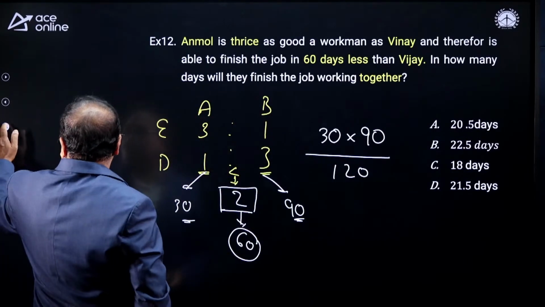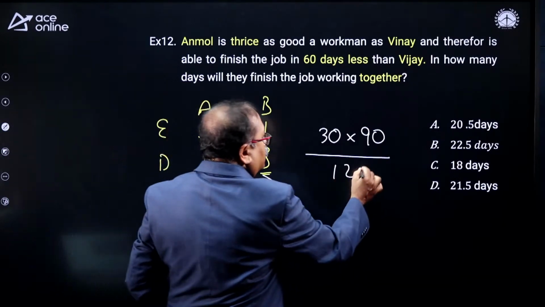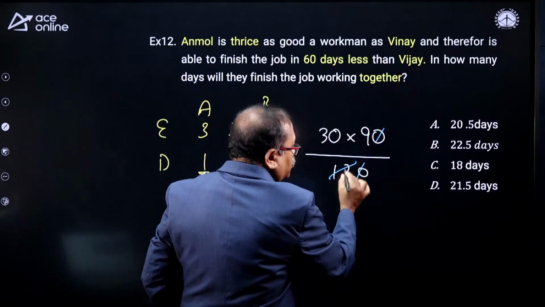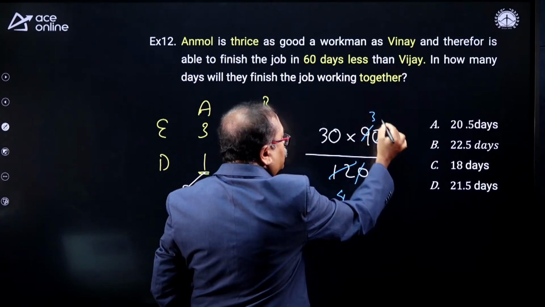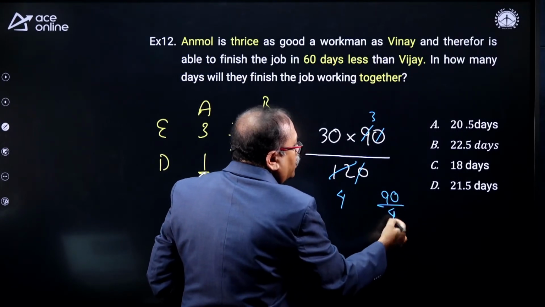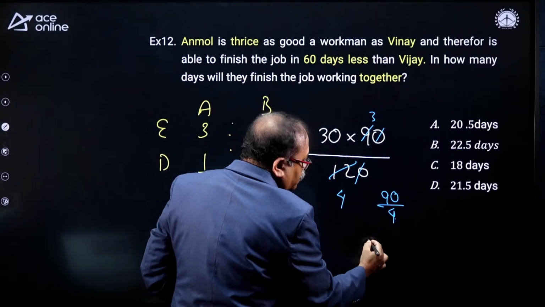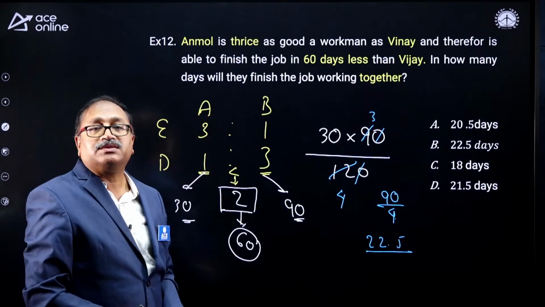The rest part is a basic calculation, so let's do that calculation also. I notice that here 0, 0 gets cancelled, and with 3 this is 4 times, and with 3 this is 3 times. So I get the total is 90 by 4, that's 22.5. That should be my answer.